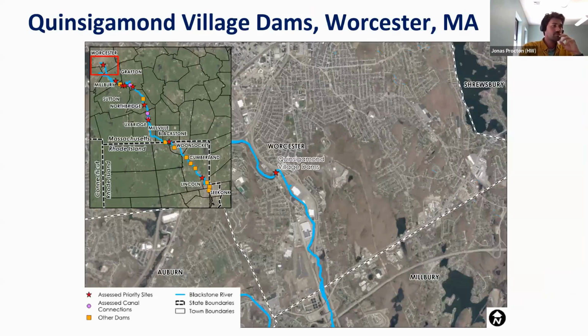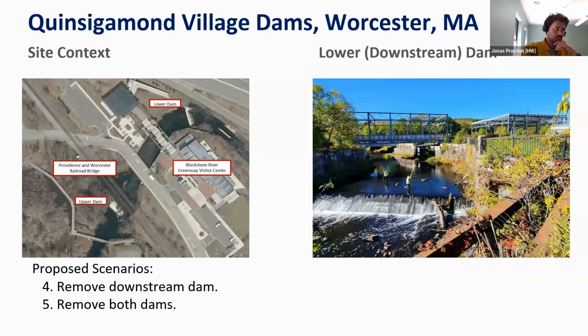So next we'll move to actual sites, and these are going to be a little bit more tangible. We're going to start this whole thing from upstream to downstream. So starting up towards the headwaters in Worcester, we're looking near the Blackstone Visitor Center at the Quinsigamond Village Dams. And here are some photos from our site work.